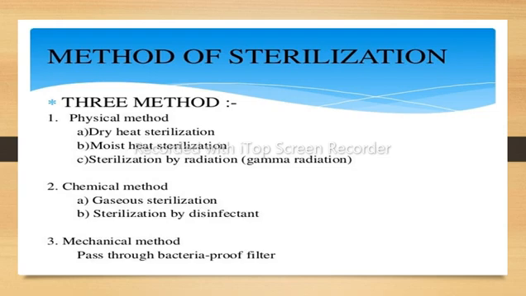Then we have methods of sterilization. We have three methods of sterilization, that is physical method, chemical method and mechanical method. In this video lecture, we will discuss physical and mechanical methods. Chemical methods of sterilization will be discussed in part 2. Physical methods include dry heat sterilization, moist heat sterilization and sterilization by radiation. Let's discuss each in detail.